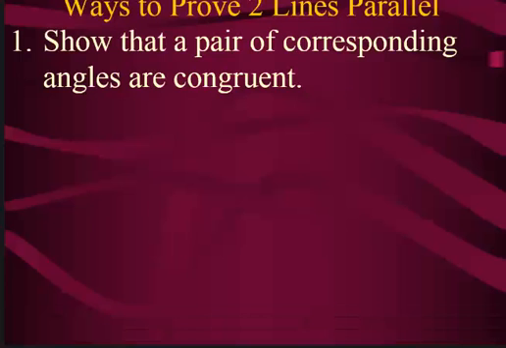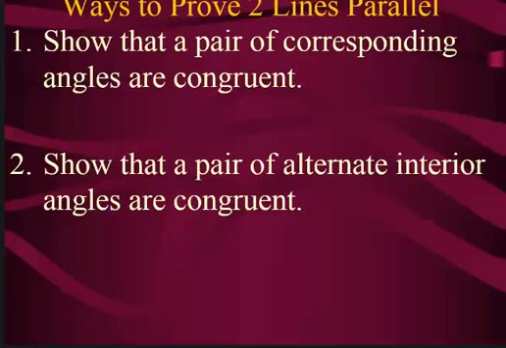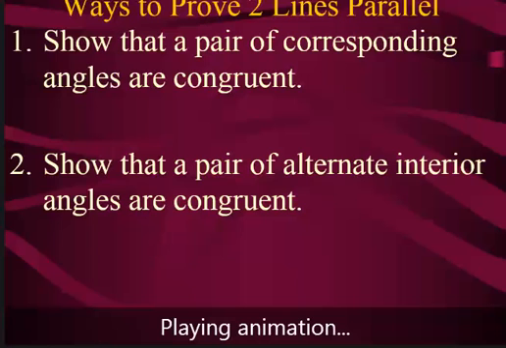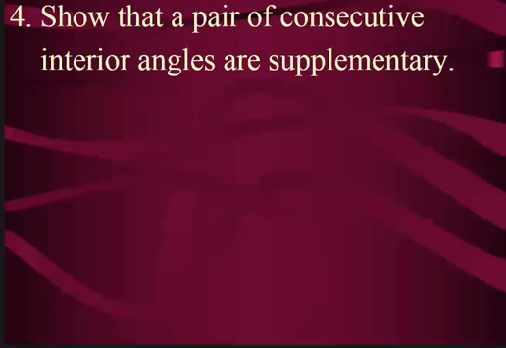Okay, all the different ways to prove that two lines are parallel then. Let's go through that again. Show that a pair of alternate or corresponding angles are congruent. So we take any of our angle pairs, and if we can show that they have a specific relationship, then we know the lines are parallel. Show that alternate interior angles are congruent. Show that alternate exterior angles are congruent. Show that a pair of consecutive interior angles are supplementary.